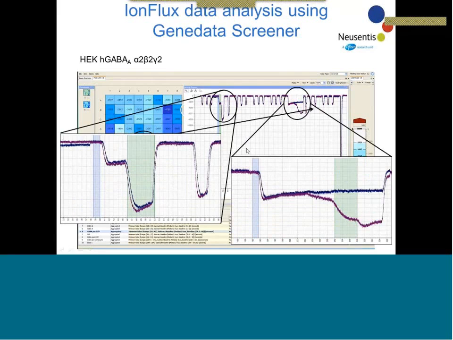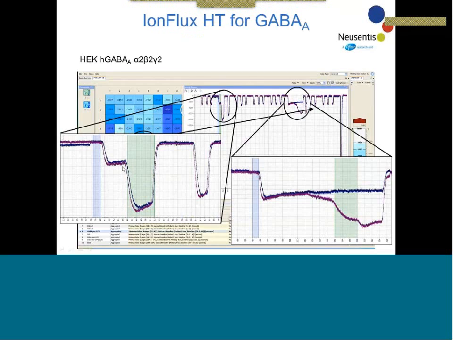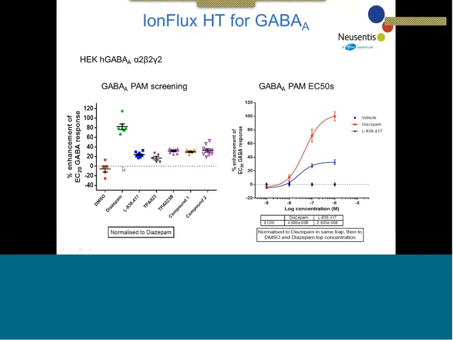I've just highlighted here the kinds of calculation cursors that we can set up. Here we're measuring the level of current from baseline, and then the same thing in the concentration response. We're measuring the level of current in this particular zone, this concentration, versus baseline. And then all of these are normalized back against the level of current from the GABA. Okay, so what does that look like when you plot the data?